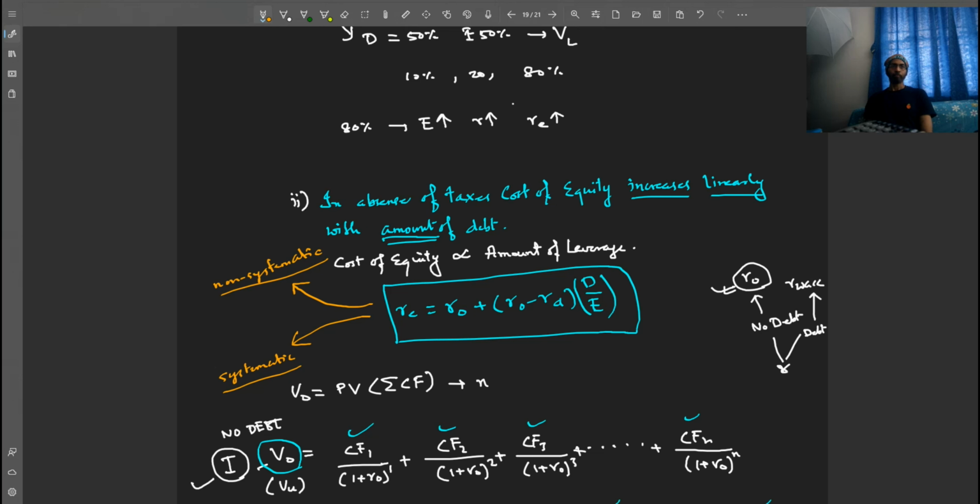Now, because of non-systematic risk, the more the leverage, the higher is the probability of default or even bankruptcy, right? The more the leverage, the higher is the risk of default or bankruptcy. And because of systematic risk, the higher the leverage, the more is the cost of equity. How? It can be derived from an equation called the Hamada equation. Let's see how that looks like.